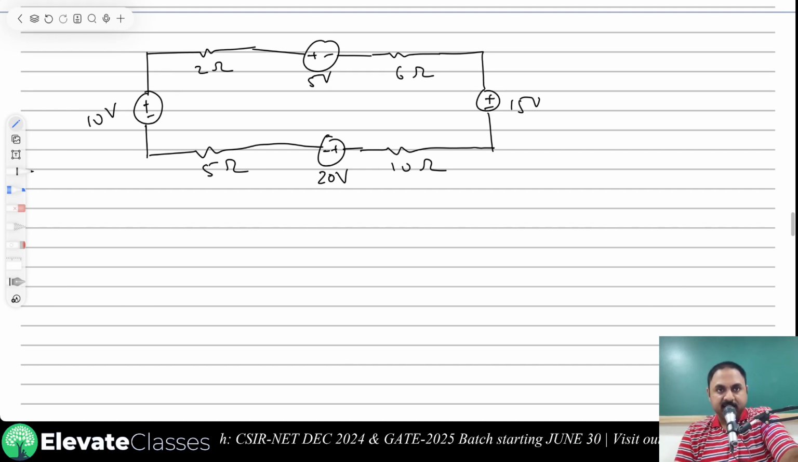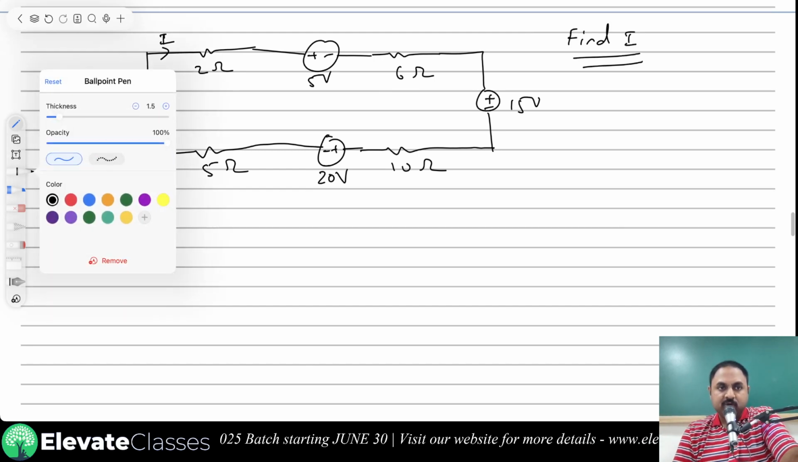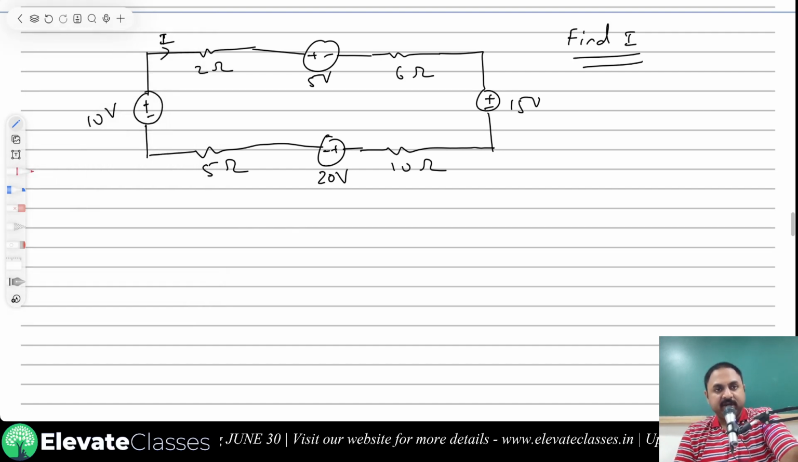The question is, find the current. Current is given. Find current I. That is the question. Very straightforward question. So now, how do you apply KVL? First, we have to assume current direction if not given. Your direction is already given, so you don't have to worry. Now you have to choose a direction. That was your second step.